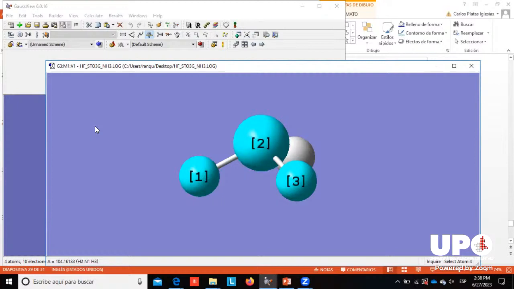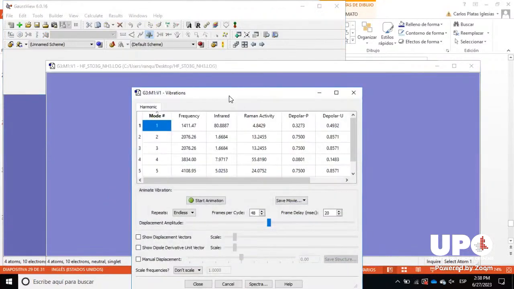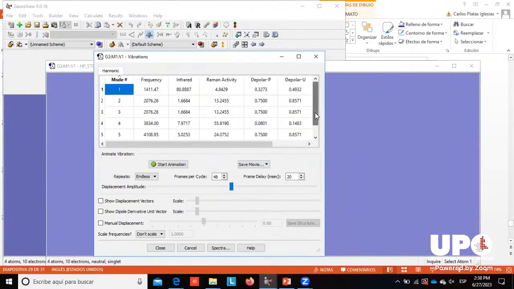So it has worsened a lot, particularly compared with the experiment that was 107, I think, right? And for the frequencies, we didn't check that all were positive, but they should be. And you see here that the vibrational frequencies are also not very good, right? So we go to 4,100, okay?